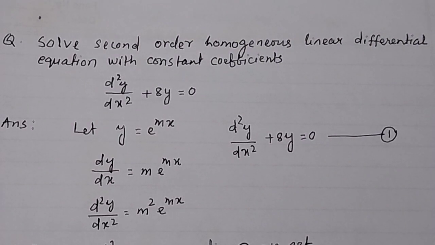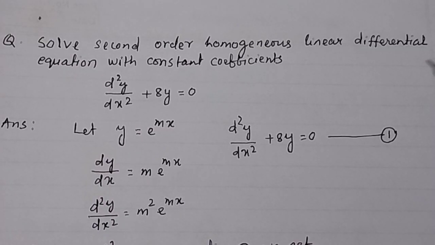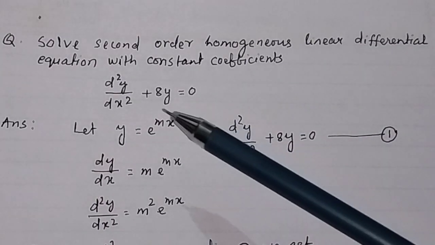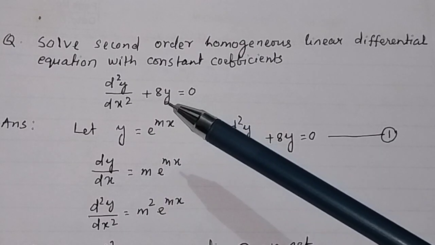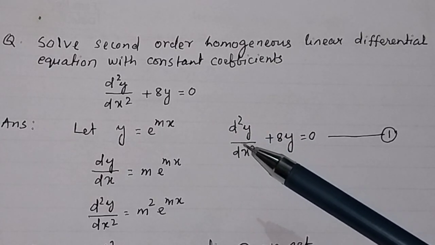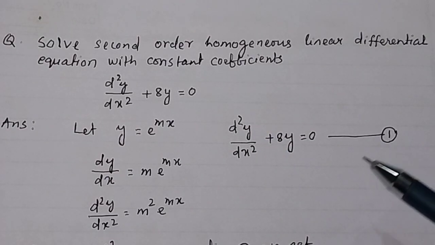Solve the second order homogeneous linear differential equation with constant coefficient. The differential equation is given: the second derivative of y with respect to x plus 8y equal to 0. Suppose this is equation number 1.